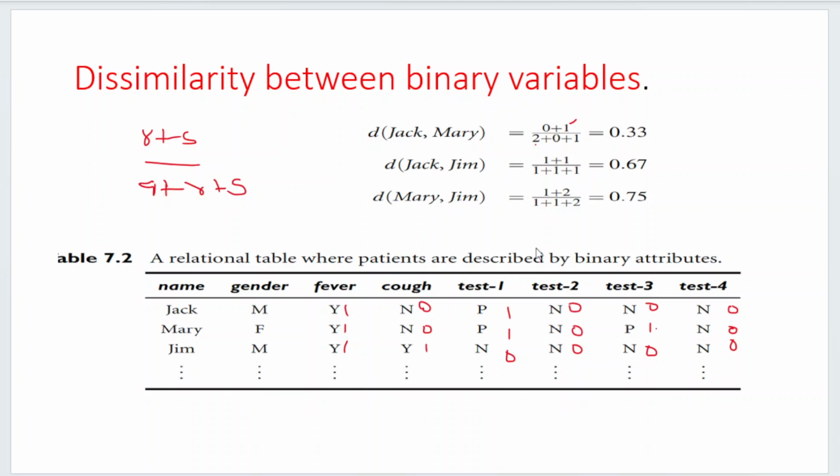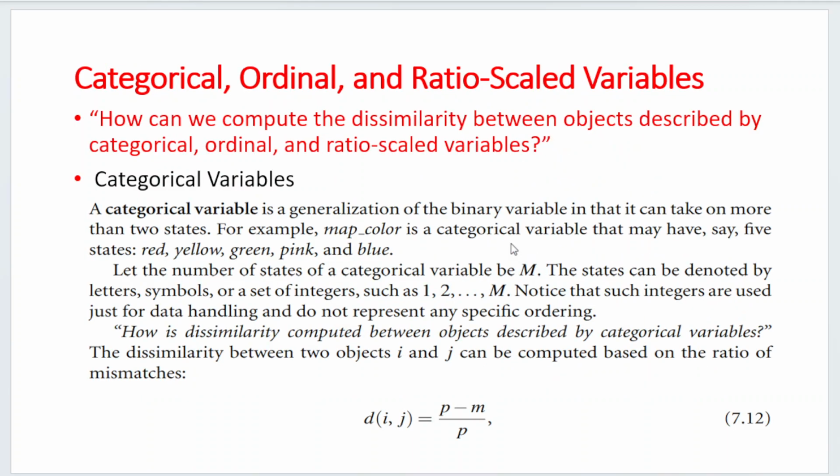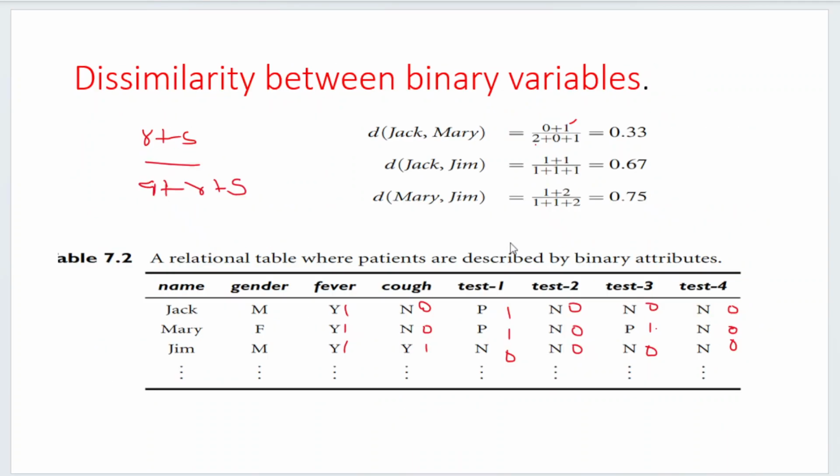So whenever they give any such type of relational table, we have to replace all the positive values with 1 and all the negative values with 0, so that we can compute with the help of this contingency equation. I can compute like this, so that I can figure out whether any dissimilarity is there between the variables.